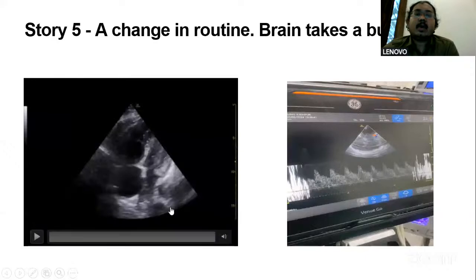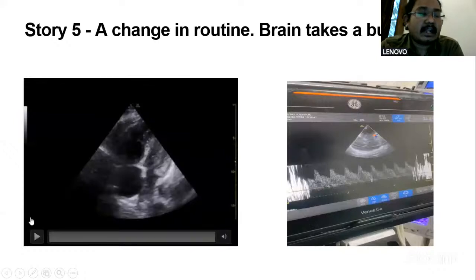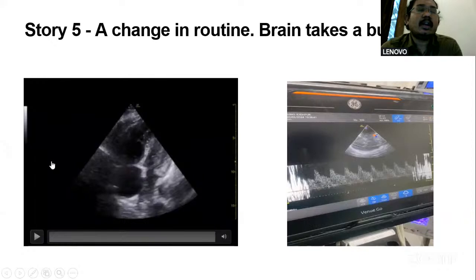So then sometimes the brain takes a bubble tea. So many times in younger patients, there is a patent foramen ovale. Whenever there is a patent foramen ovale, sometimes the emboli can take a paradoxical route towards the brain, and that's how it can cause a cryptogenic stroke. Although there are many other causes for cryptogenic stroke, PFO remains one of the common ones.